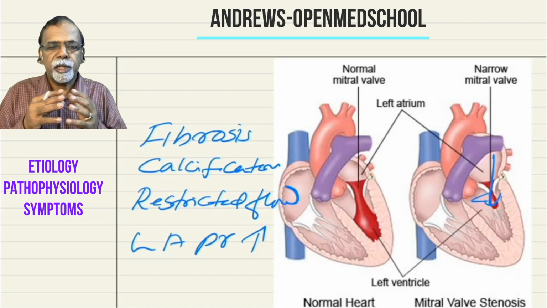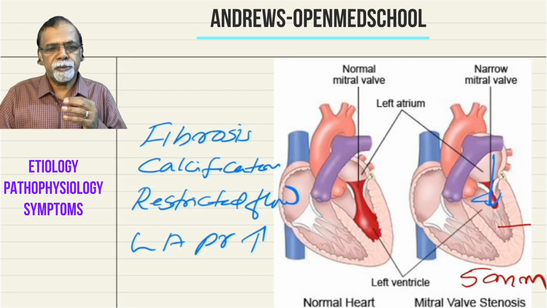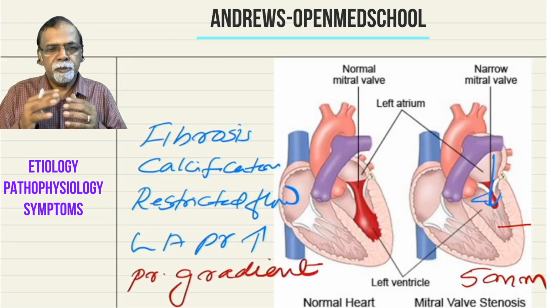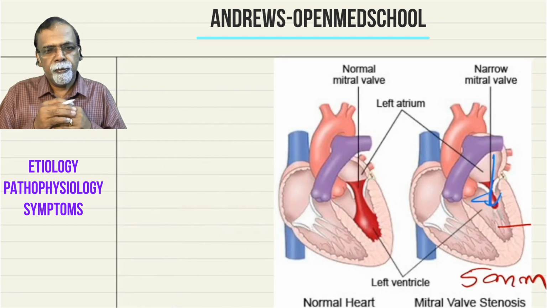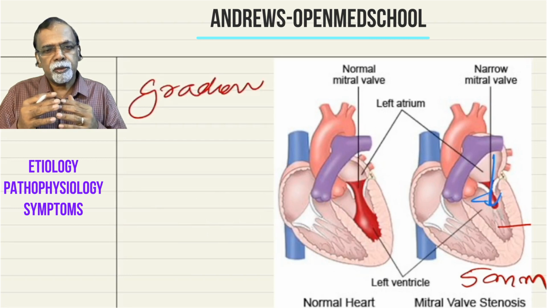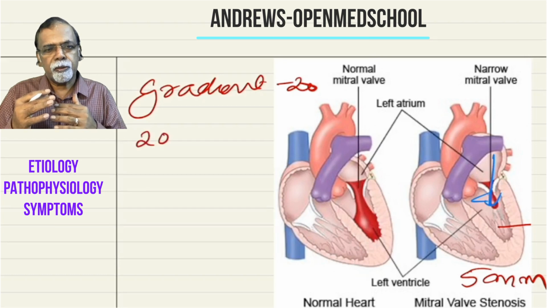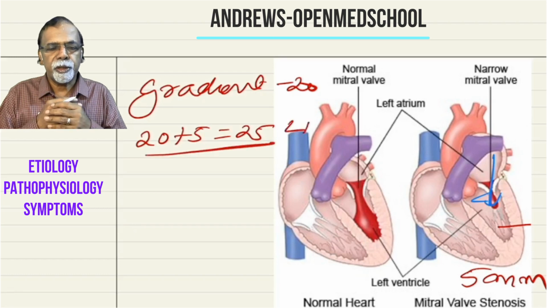Normally, during ventricular diastole, the left ventricular pressure is around 5 millimeters. With the development of mitral stenosis, there will be development of a pressure gradient between left atrium and left ventricle during diastole. Consider that the pressure gradient is 20. Already there is a pressure of 5 millimeters, which is equalized with the left atrium during diastole. An additional 20 leads on to 20 plus 5, 25 millimeters of mercury.